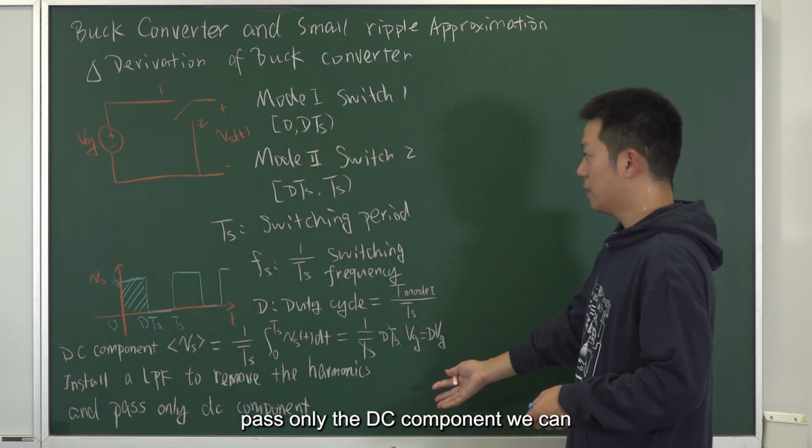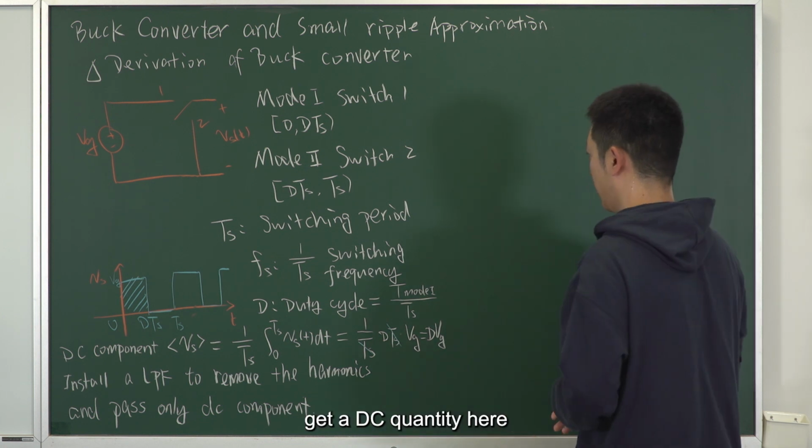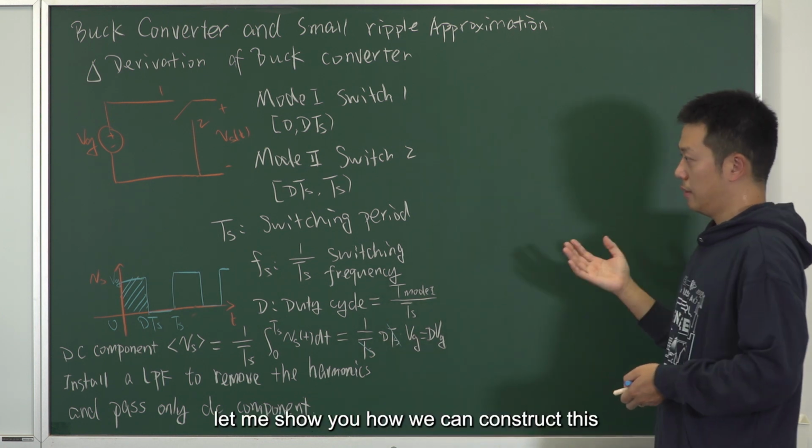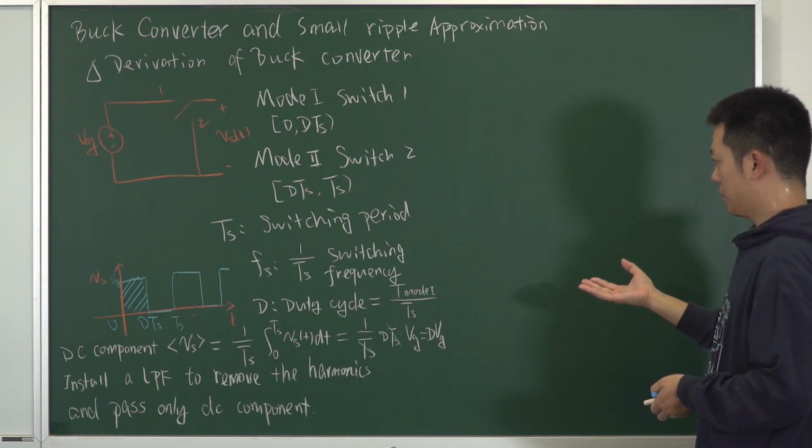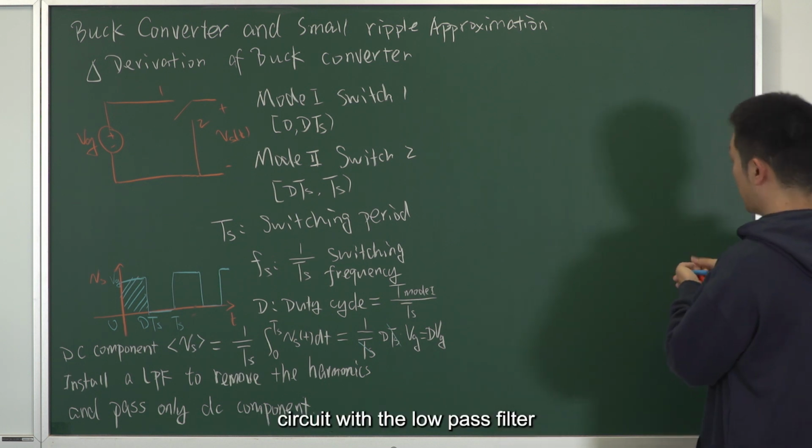Pass only the DC component, we can get a DC quantity here. So next, let me show you how we can construct this circuit with the low-pass filter network.